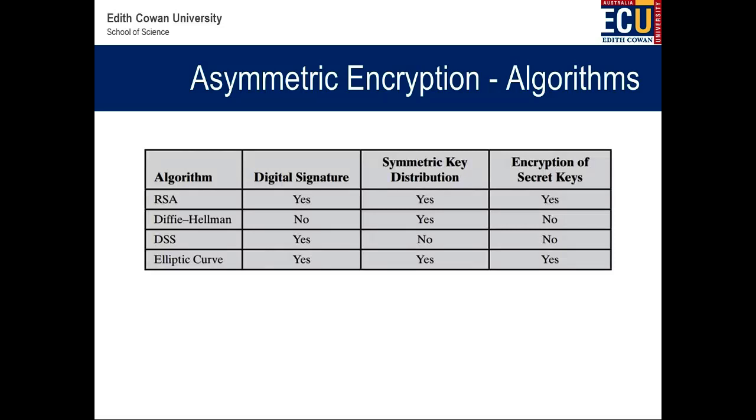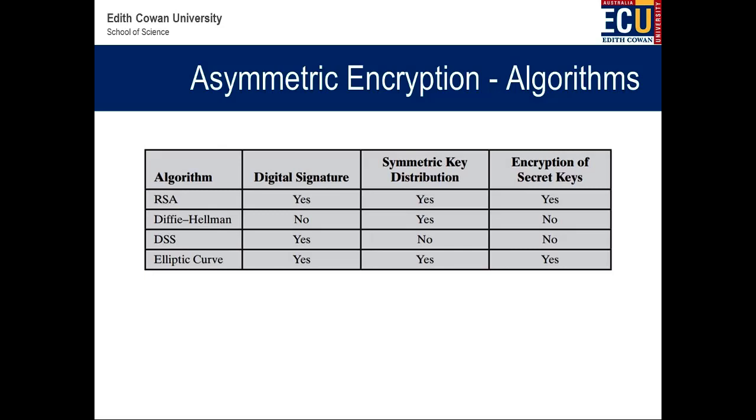This is the table I have taken from your textbook by William Stallings. These are the four algorithms: RSA, Diffie-Hellman, DSS, and elliptic curve, and these are the three categories: digital signature, symmetric key distribution, and encryption of secret keys. And you can easily see that RSA can be implemented in all these three categories, whereas the other three are applicable to either one category or two categories, but not in all categories.